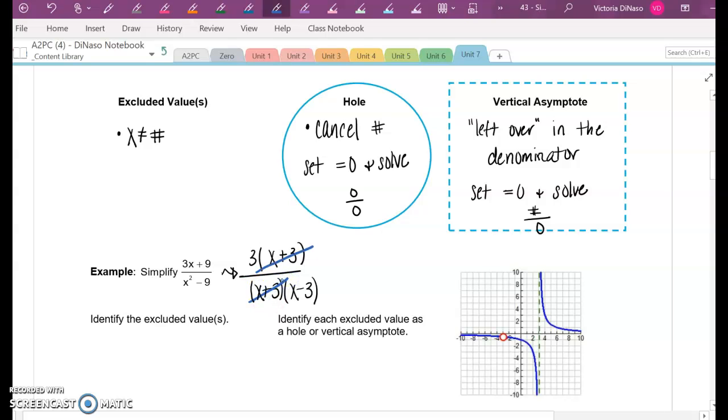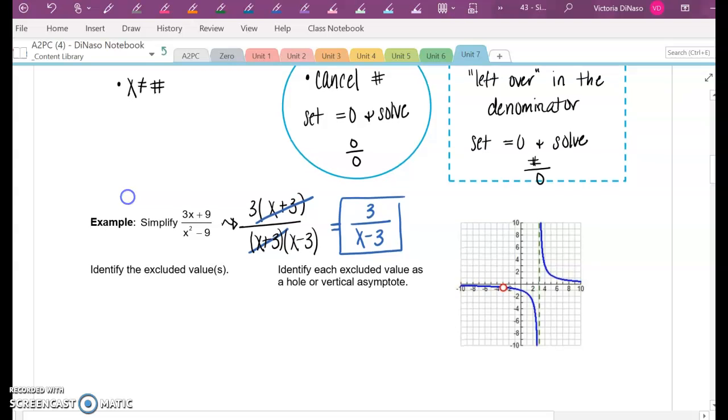Now I'm able to cancel this because everything in the numerator is multiplication. Everything in the denominator is multiplication. And we're going to be left with a final answer of 3 over x minus 3. That's my final answer. This is the simplified version of 3x plus 9 divided by x squared minus 9.